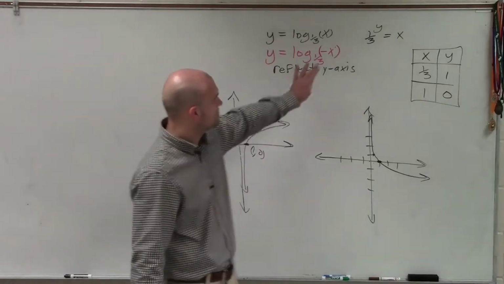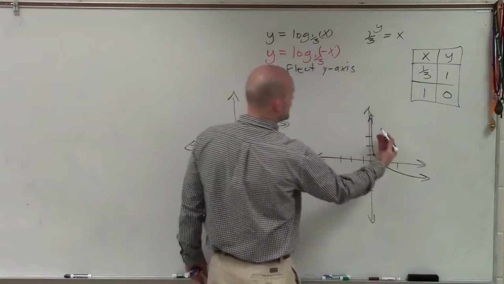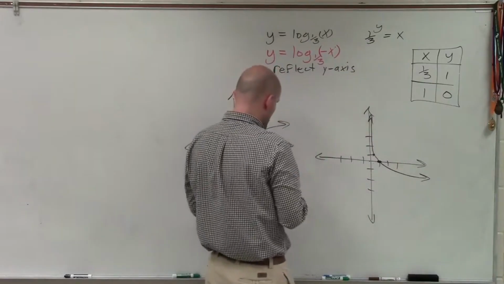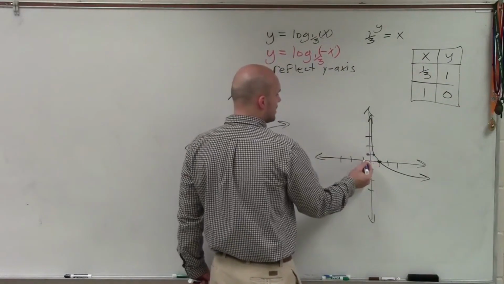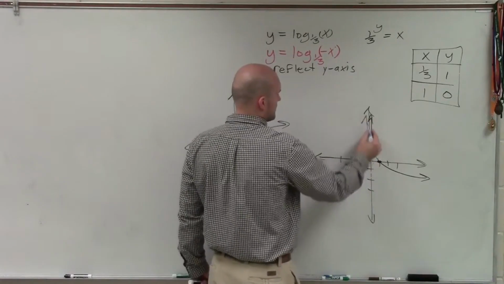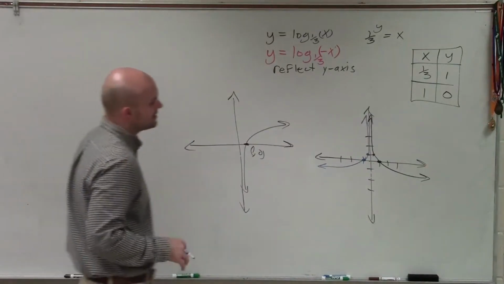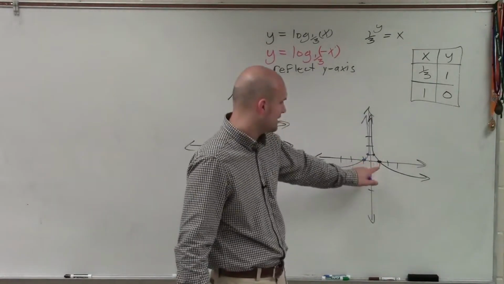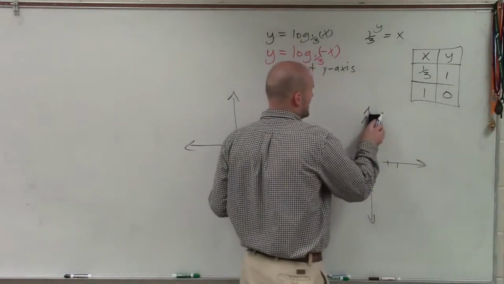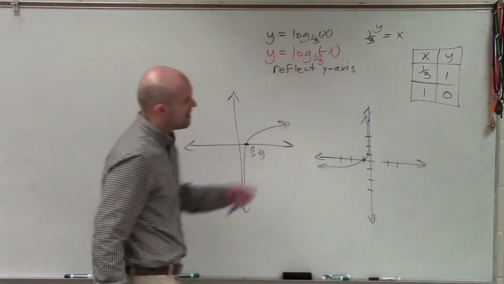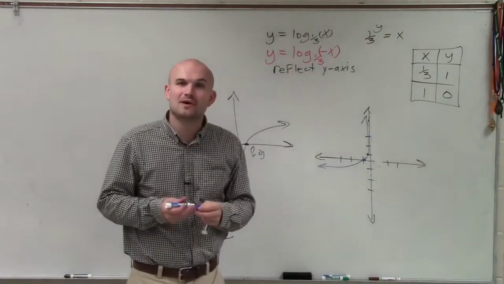So now I go ahead and apply my transformations. Well, instead of going over 1/3 up 1, by applying this transformation, I'm going to reflect this over the y-axis. Therefore, my 2 new points are going to be left 1/3, up 1, and left 1, 0. All right. So then now I can go ahead and just erase my original parent graph with no transformations. And that is now just going to leave me with my graph with a reflection over the y-axis and a base of 1/3.